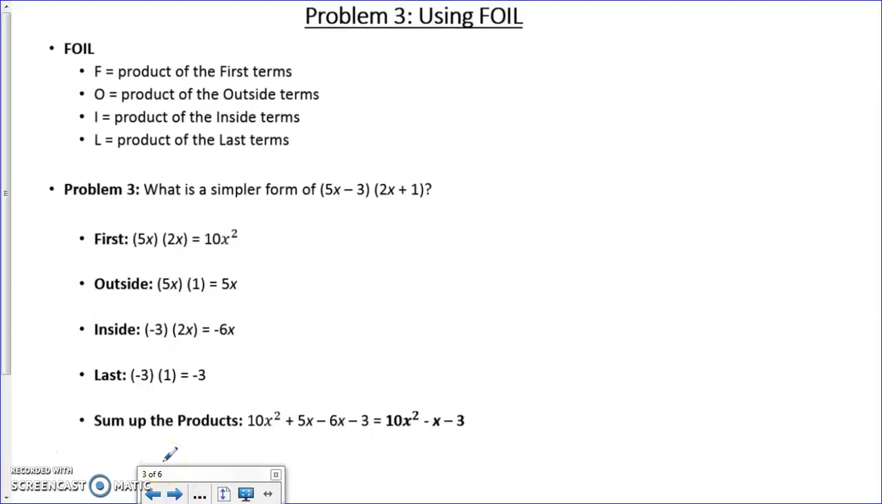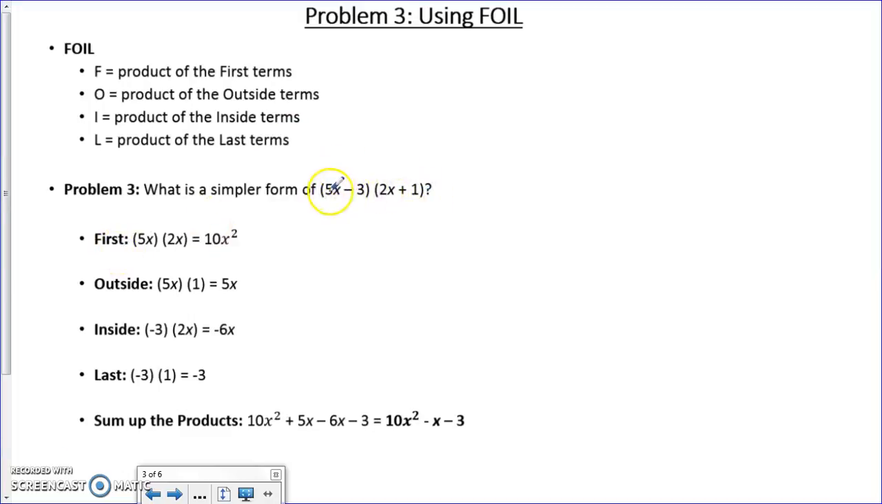Or you can use FOIL. Now again, we're still multiplying two binomials, so two polynomials with two terms each. FOIL stands for F, you multiply the first terms, O, you multiply the outside terms, I, you multiply the inside terms, and L, you multiply the last terms. And once you get those four products, you just add them together. So problem 3, what is a simpler form of 5x minus 3 times 2x plus 1?